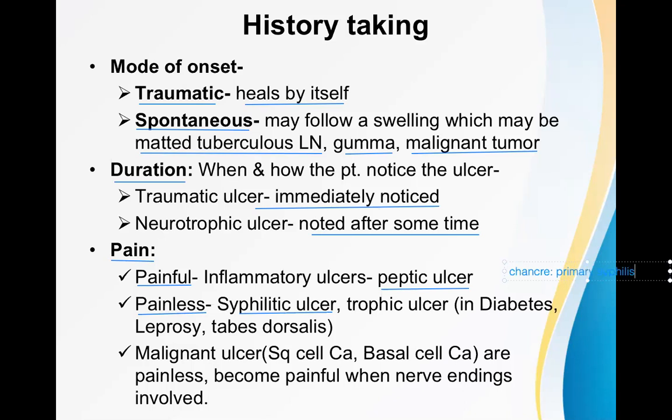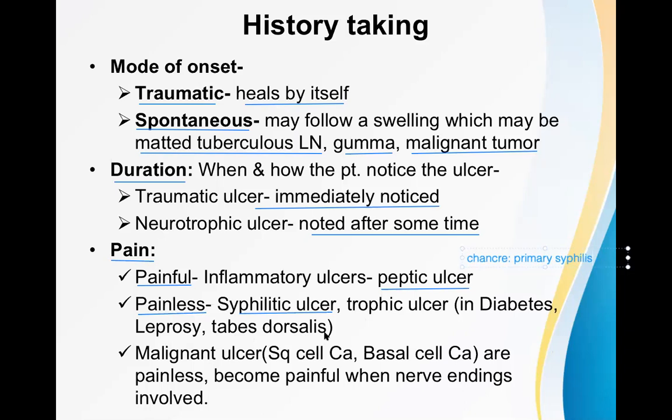Remember, syphilis has different stages: primary, secondary, and tertiary. This chancre is formed in the genitalia, in male or female, and that ulcer is painless. A very, very important point: on top of it, the swollen lymph nodes in the inguinal region are also painless in syphilis. Now, trophic ulcer examples are in diabetes, in leprosy, and in tabes dorsalis. Tabes dorsalis is caused by neurosyphilis. It's a type of tertiary syphilis and damages the dorsal column tract fibers. So these are all examples of trophic ulcer.